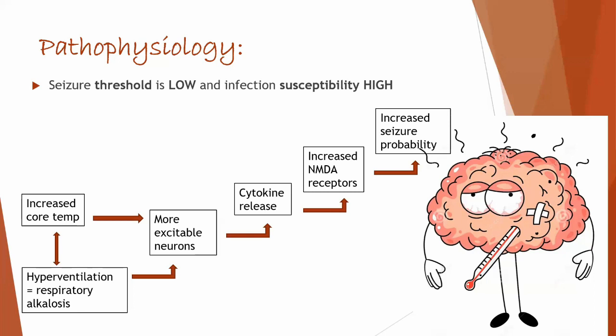So the pathophysiology. When a child gets a fever, it triggers the seizures by increasing the core temperature, making the neurons more excitable. Children also hyperventilate as a result of the fever and from crying from being ill, which causes respiratory alkalosis, also contributing to more excitable neurons. And then in response to the illness, your immunity releases cytokines. These cytokines increase the NMDA receptors, which also increases your seizure probability.